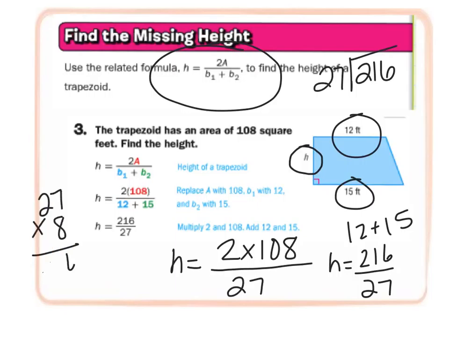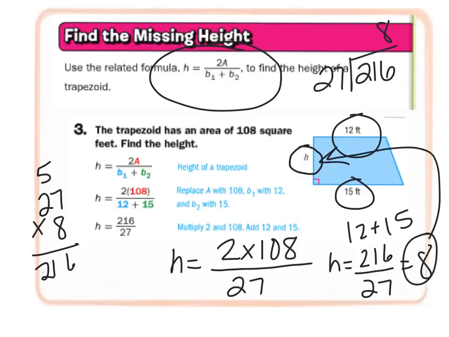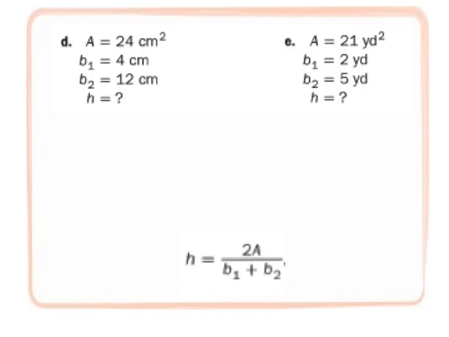7 times 8 is 56. 8 times 2 is 16. Plus 5 is 21. Okay, so 216 exactly. So I know 216 divided by 27 is 8. So my height is going to be 8. Okay, so we did the same thing. We had a formula, and we just plugged in the parts that we knew, and then we figured out that missing height.